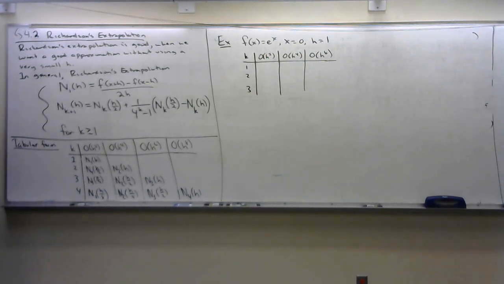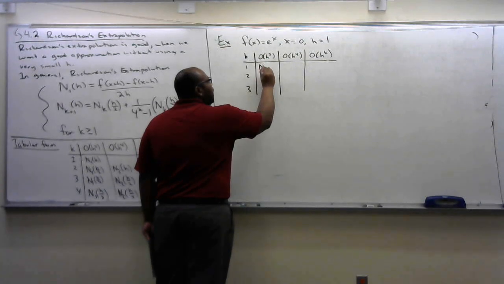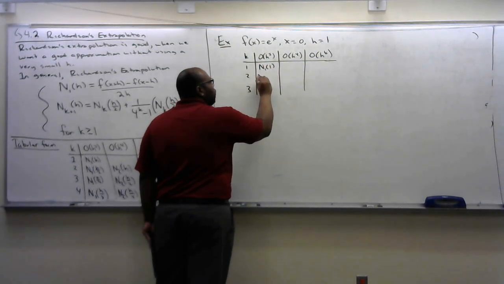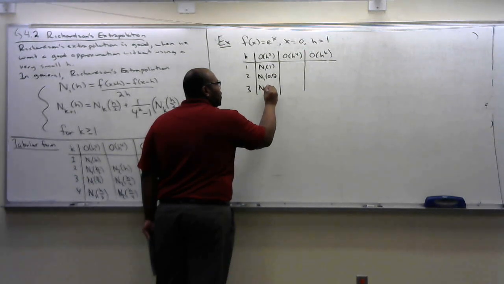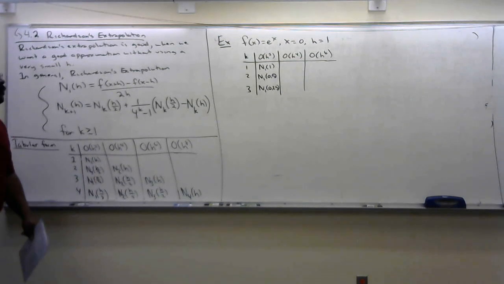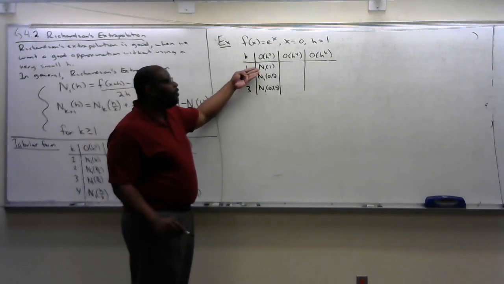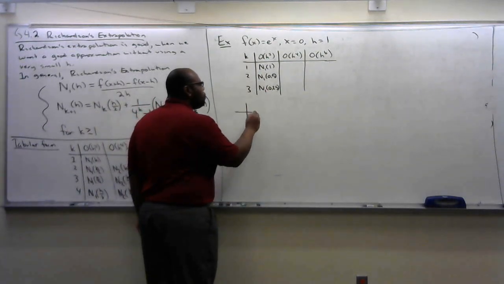And so what we'll be looking at is essentially this. We have n sub 1, 1, n sub 1, 0.5, and n sub 1, 0.25, right? This is what we have in the first column. And what I would do in practice is find out what these values are first in that first column. We already did that, so I'm not going to go through that again.